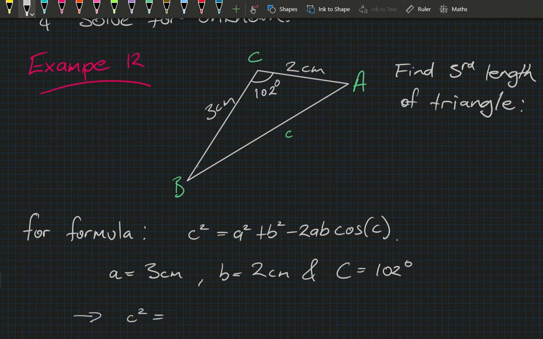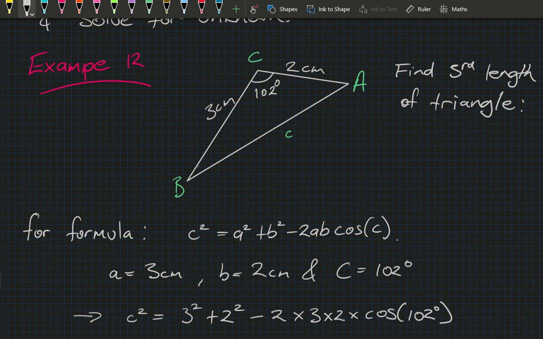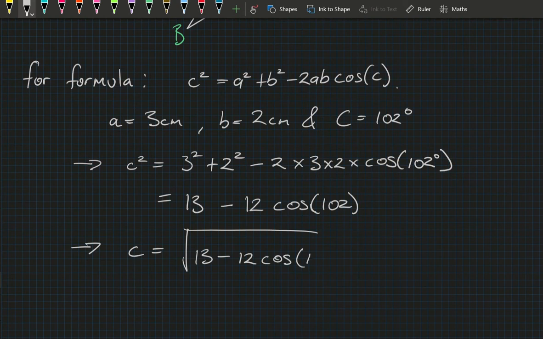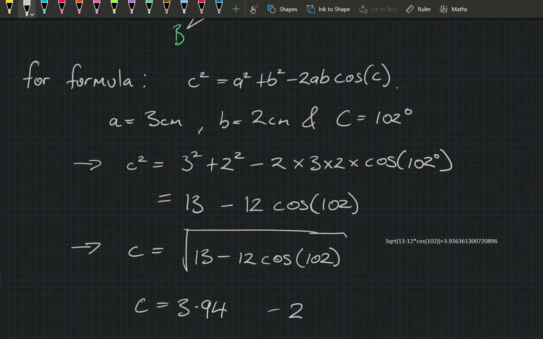of that is going to equal 3 squared plus 2 squared minus 2 times 3 times 2 times cos of 102 degrees. So obviously 3 squared plus 2 squared is 13, and 2 times 3 times 2 is 12. So c is going to have to equal the square root of all that on the right there. So let's bang that in the calculator. So that's 3.9363. So rounding off to 2 decimal places, we get c is equal to 3.94.